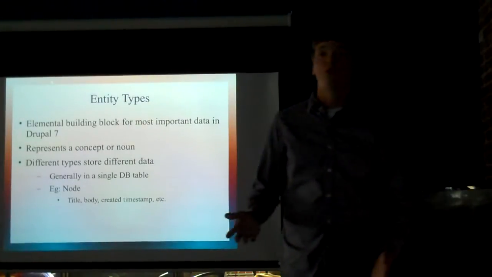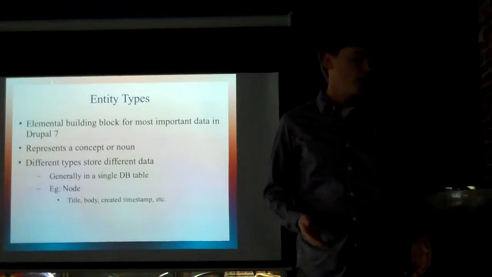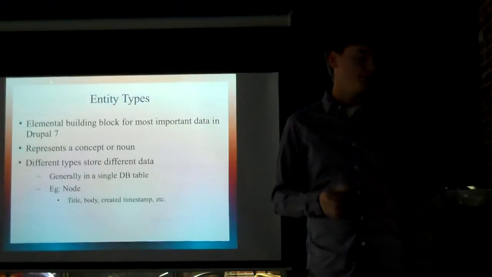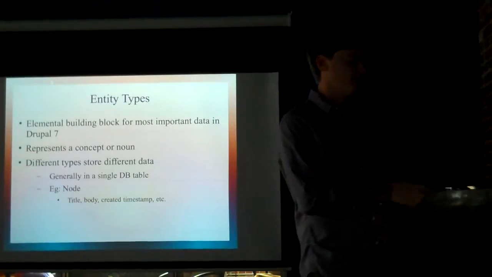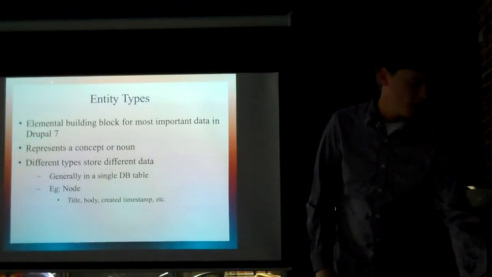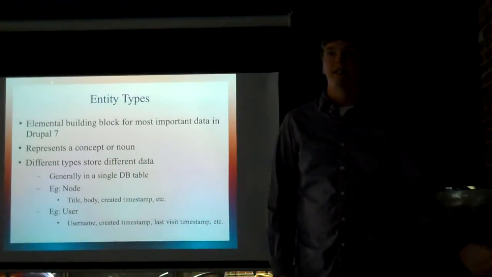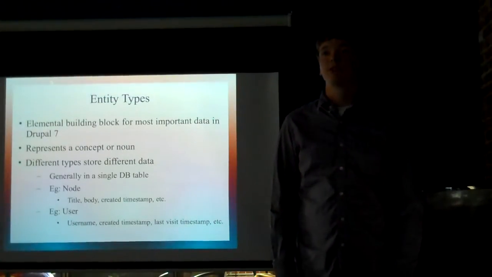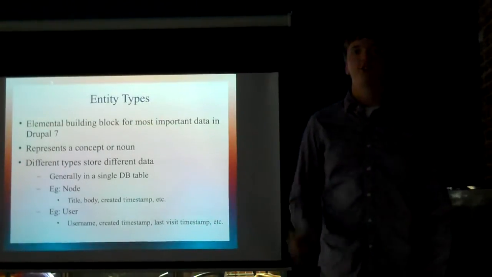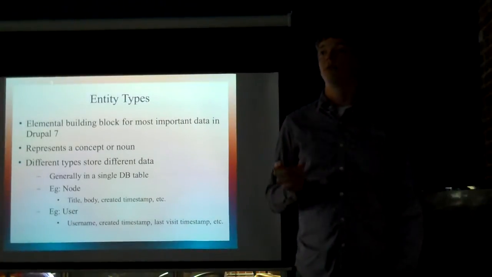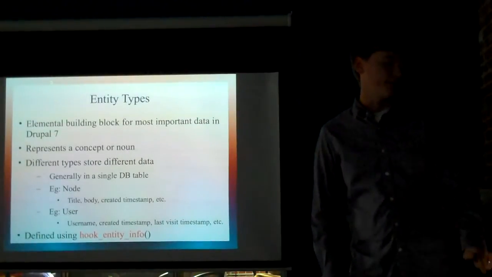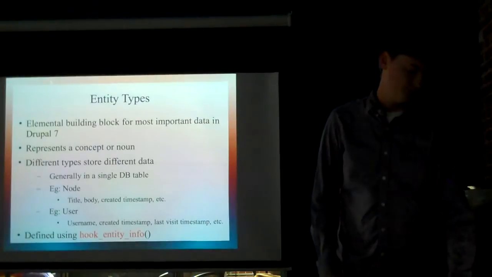So for example, node is a type of entity. It's an entity type. And a few things that you store in the node table are title, body, actually body is not true. That might be a field. But title, created timestamp, and there are a few others. User, another example of an entity type. User, you store usernames, created timestamps, last visit timestamps, a whole bunch of other things. Password. These are all actually in the database table for that entity type. And entity types are defined using hook entity info.